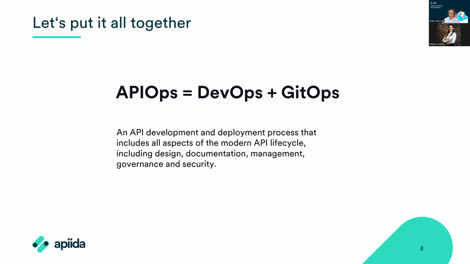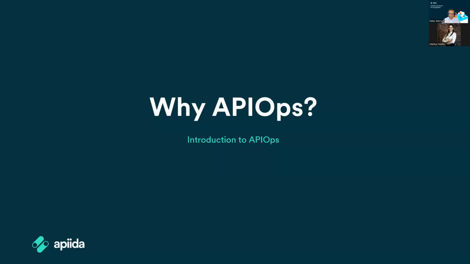So that is basically an overview of what APIOps is and what it means from the perspective of, oh, it's DevOps and GitOps together, right? So you read that and say, yeah, okay, but that is the background. That is why it makes sense. And in the next section, we will talk about why APIOps is such a good concept and why you definitely want to use it. And for that, I hand over to Peter.